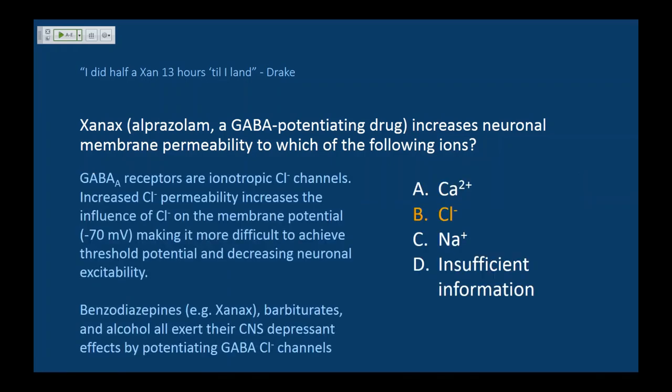If you increase the permeability to chloride, which has a Nernst potential of about negative 70, which is below threshold potential, it will be more difficult to excite the cell. Okay. Hopefully now that I said that, you're starting to understand this. Okay, so that is the mechanism of action of GABA. So GABA receptors are ionotropic chloride channels. And then, like I said, increasing permeability to chloride makes it more difficult to achieve threshold. And that's the way that benzos like Xanax, barbiturates, and alcohol all exert central nervous system depressing effects. So think about that on Saturday nights.